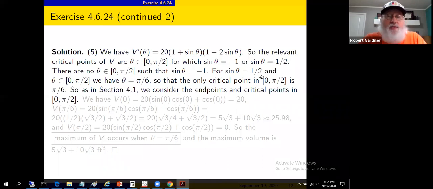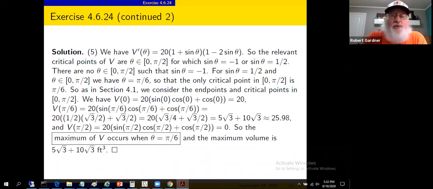Sine theta equals 1/2. There is a solution to that in 0 to pi halves, depending on your knowledge of special angles. The sine of pi over 6 is 1/2. So theta equals pi over 6 is a critical point, and it's the only critical point in that interval. Excellent. All we have to do is check the endpoints, 0 and pi halves, and the critical point, pi over 6. So we'll plug those into the original function. The original function was V of theta, 20 sine theta times the bracket of cosine theta plus 1.